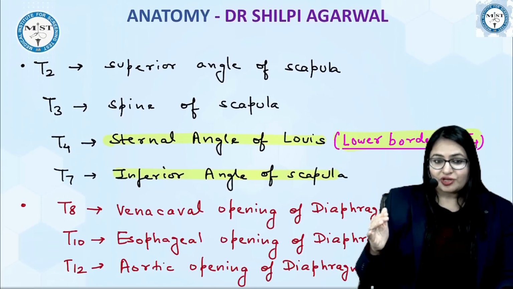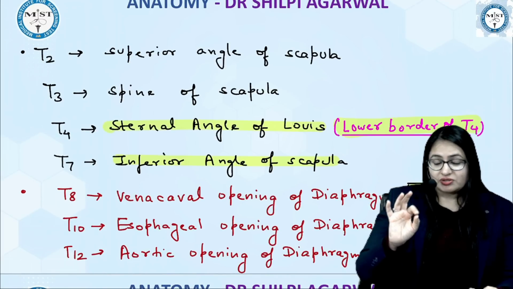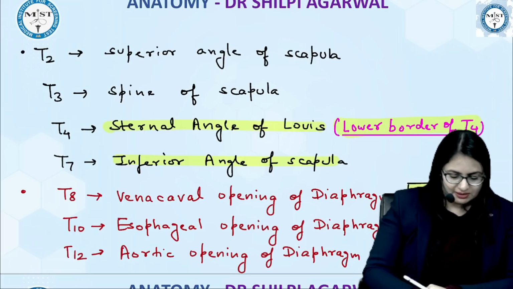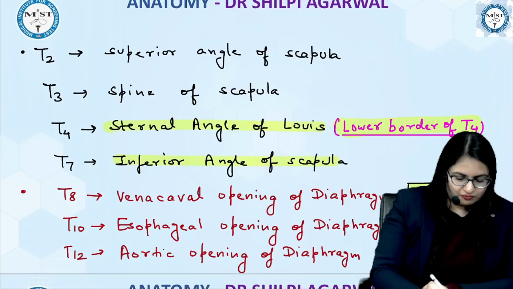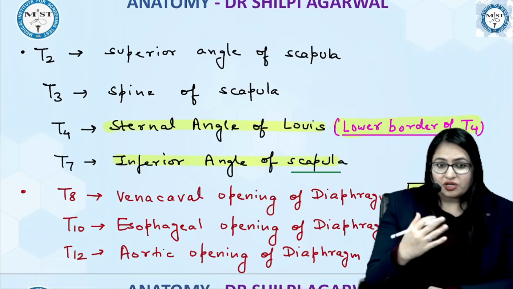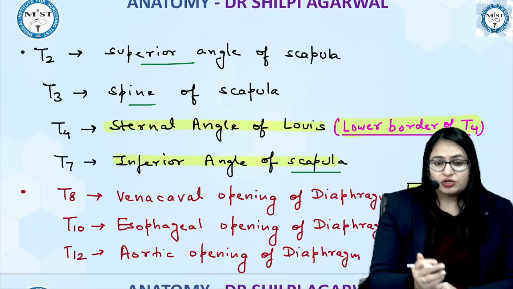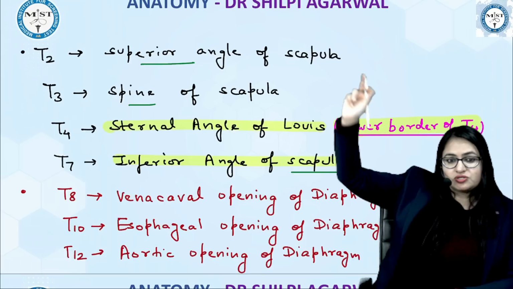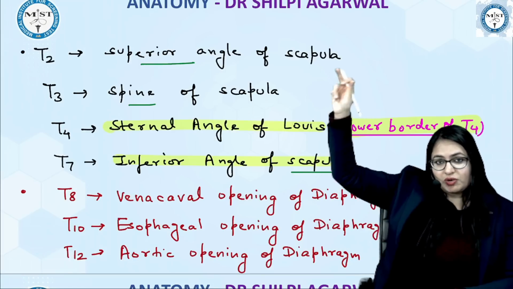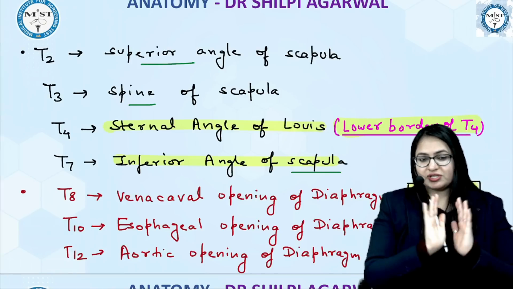In the thorax area, what are the vertebral levels, or T? In the thoracic vertebral levels, one is the scapula. In the scapula, you can see that the inferior angle of scapula is at the level of T7. What are the other things? The superior angle, then the spine of scapula. So you can see there are 3 levels for scapula. It is 2, 3, 7. For the scapula, 2, 3, 7 from above to below: superior angle, spine, inferior angle. This is for the scapula.